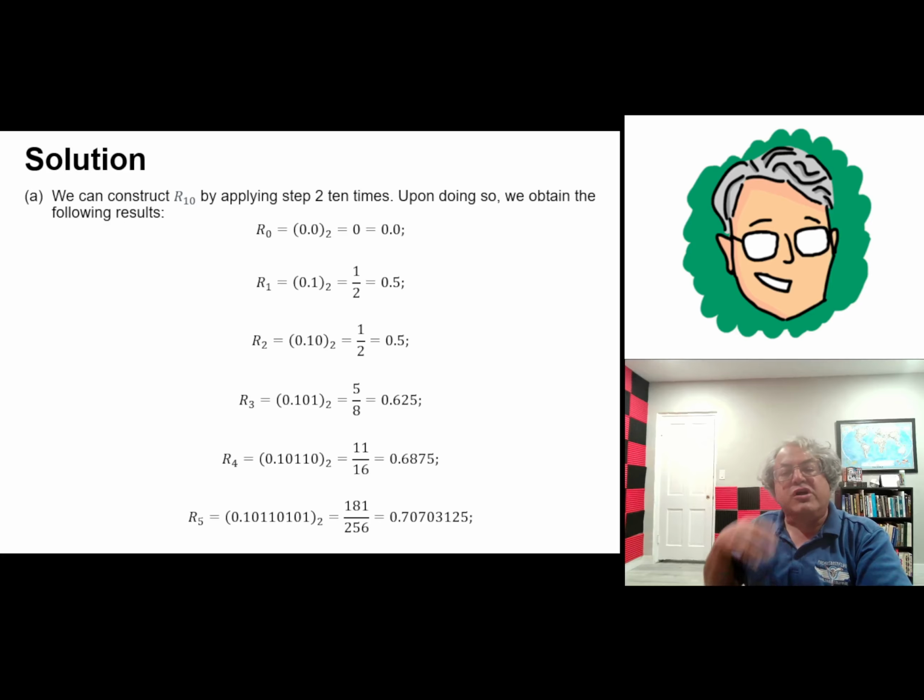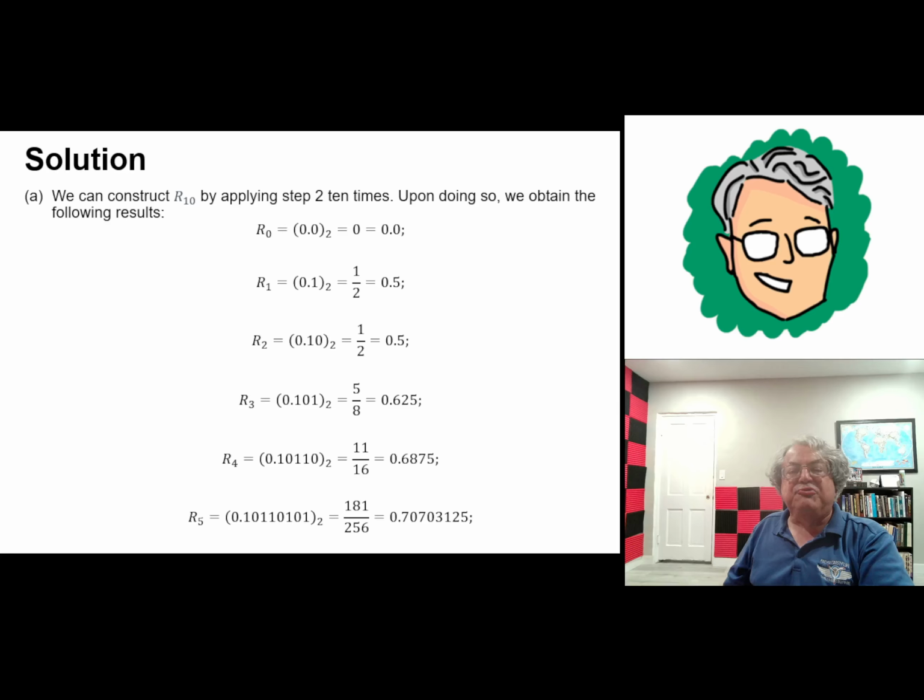R sub 2, now we replace the 1 after the decimal point with 1 0. This doesn't give us anything new, it turns out, because when you add a 0 to a binary representation after the decimal point, it doesn't change the number. So R2 is also equal to 1/2.